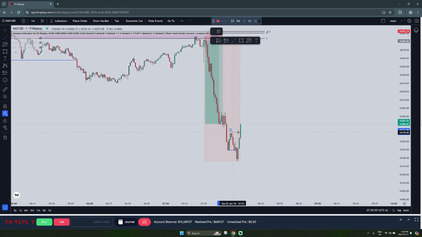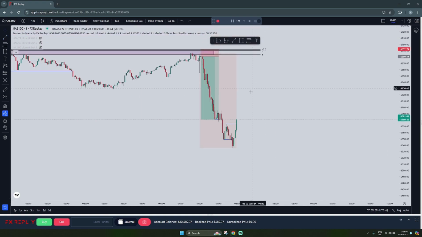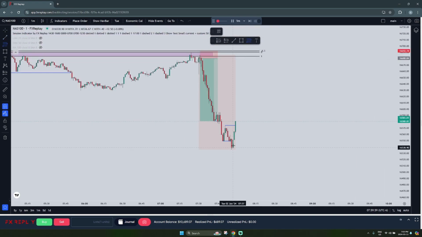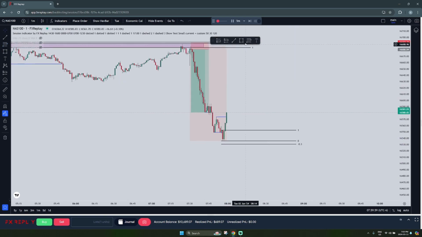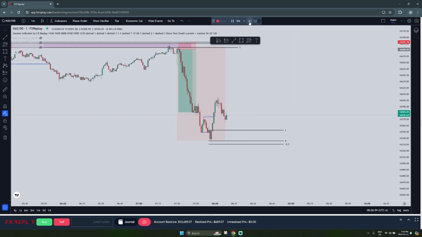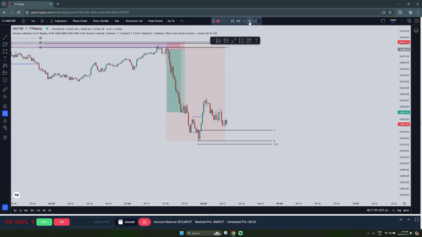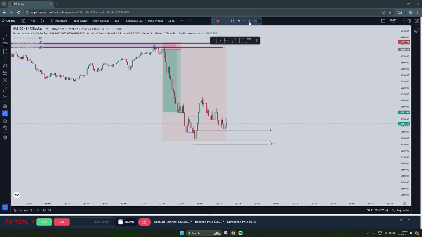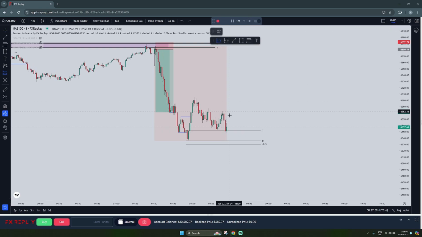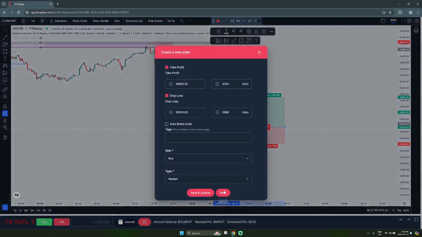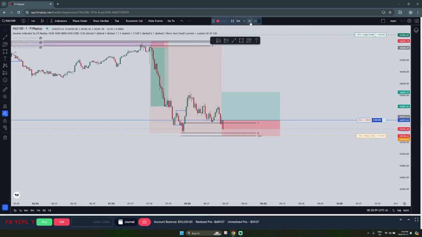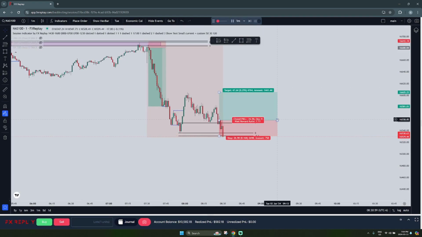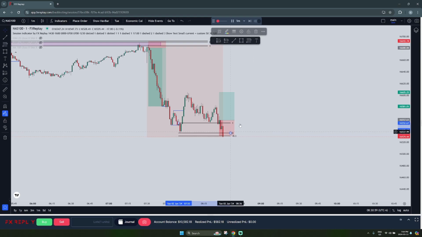But then it made a change of character right here. So we got a new demand zone right here to take a buy off of. Let's see if it taps in or not. And then we get the color change. So it didn't tap in. There's the tap. We got the color change. That's the buy with TP right here. Place order, buy market. See what happens. So we got stopped out. One win, 1 loss. Go to next New York.